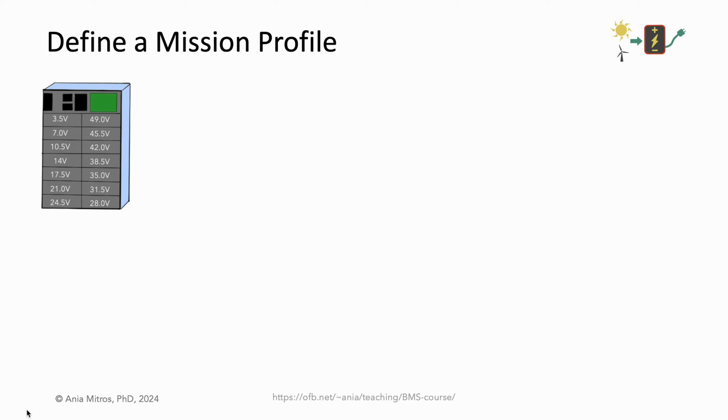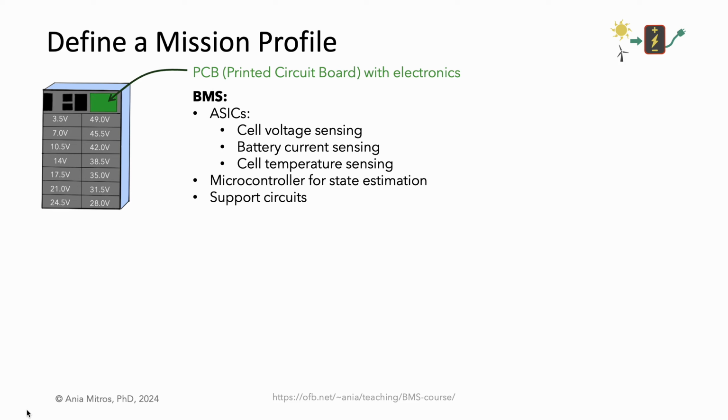Let's consider how we might go about defining a mission profile. First, let's analyze temperatures within the system. Consider a home energy storage for a house. Imagine a battery with 13 or 14 LFP cells in series with a max voltage of around 50 volts. Associated with that, we have a printed circuit board with control electronics. On the PCB, we have a BMS.